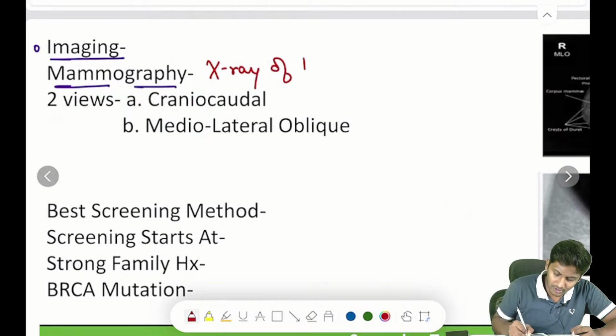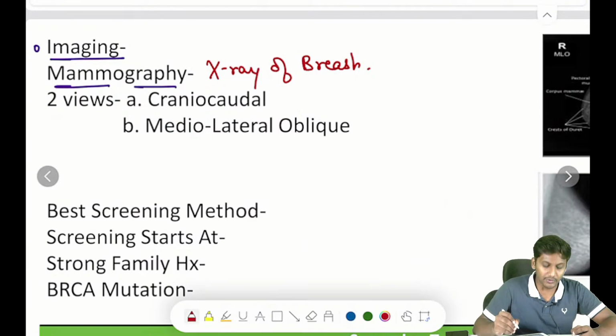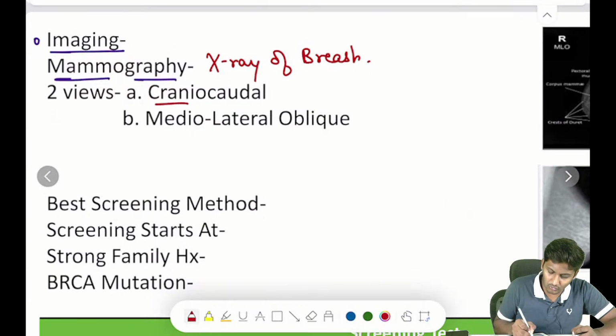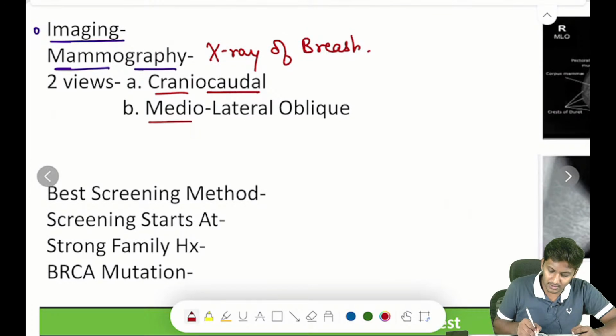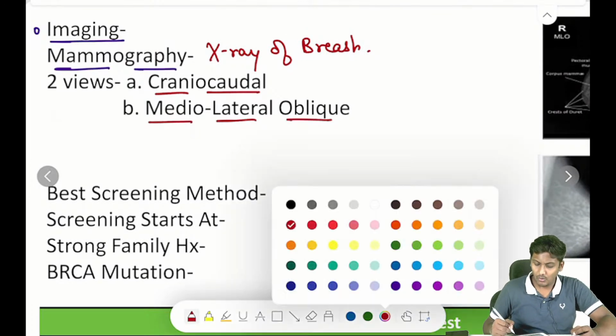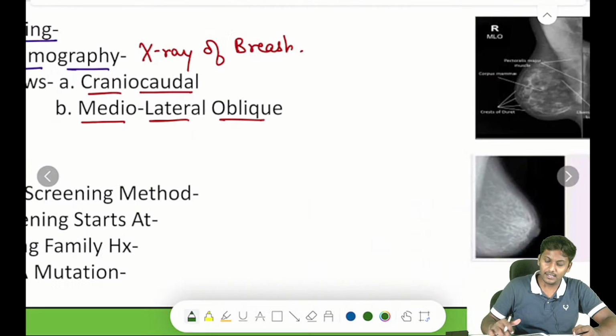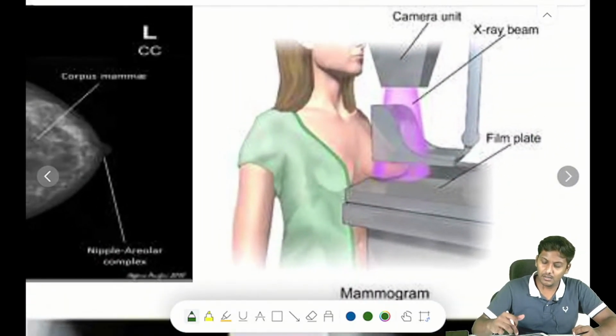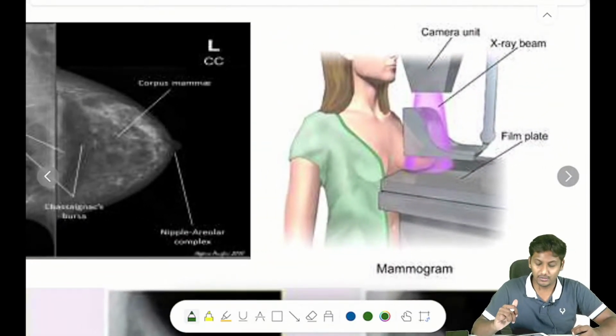Important is this mammography which is there, it is taken in two views. We have to take the mammography in two views. First is definitely the craniocaudal view, and second is the MLO, that is the mediolateral oblique view. Now, what is done in both these views? Let's see that. For example, this is the mammography technique, how it is going to be performed.